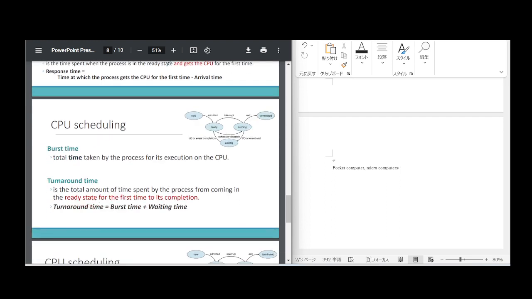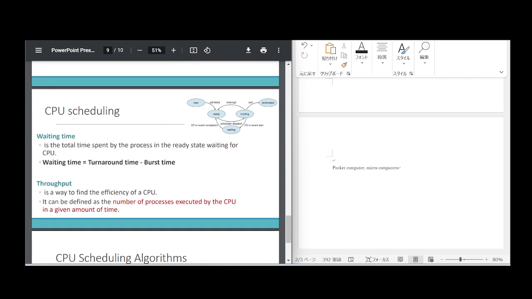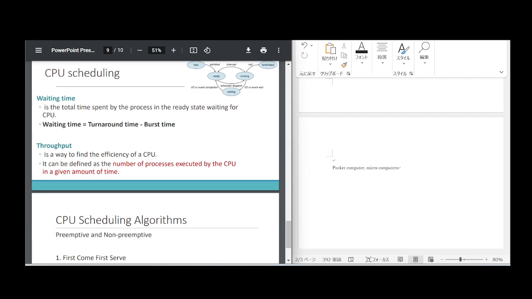CPU scheduling. Okay. Burst time is the total time taken by the process for its execution on CPU. So yeah, running time. Turnaround time shows the time from when the process arrives at the ready state until the terminated state. Total time of the process. Waiting time is the total time the process was at the waiting state. It is showing the time that the process needed to be at the waiting state. Throughput is a way to find the efficiency of CPU.